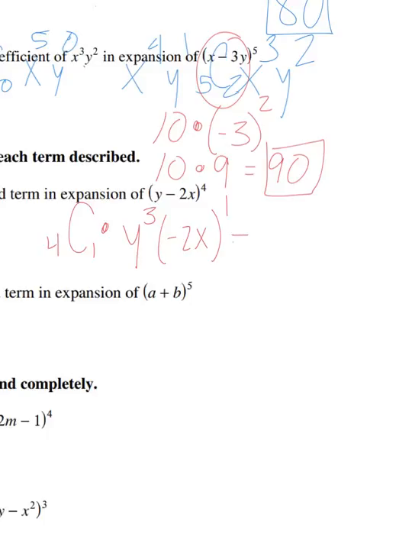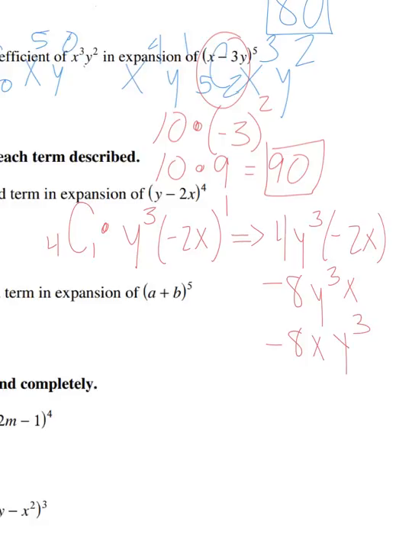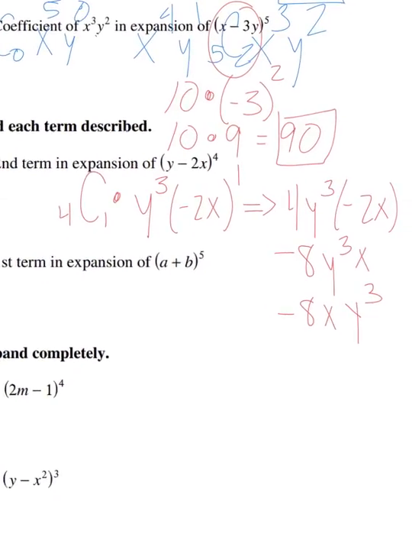4 choose 1 is just a 4, and then y cubed and -2x. But I still need to multiply the coefficients, so I'm going to get 4 times -2, which is -8, y cubed x. Now, technically, some teachers might get a little crazy and say, well, we've got to put that in alphabetical order, so -8x y cubed. Depending on your teacher, that can be different from class to class, but they mean the same thing. So just be aware of that.